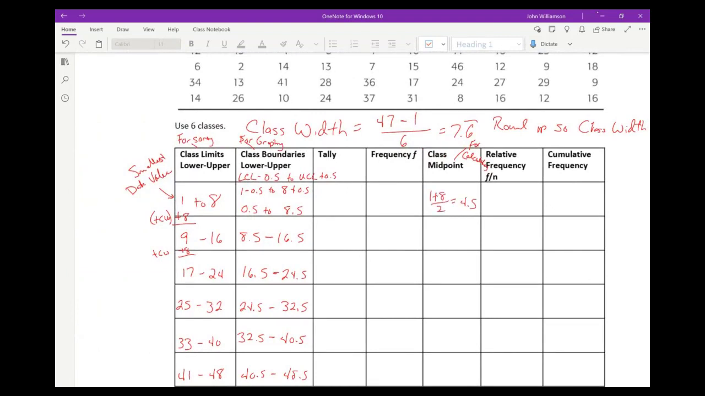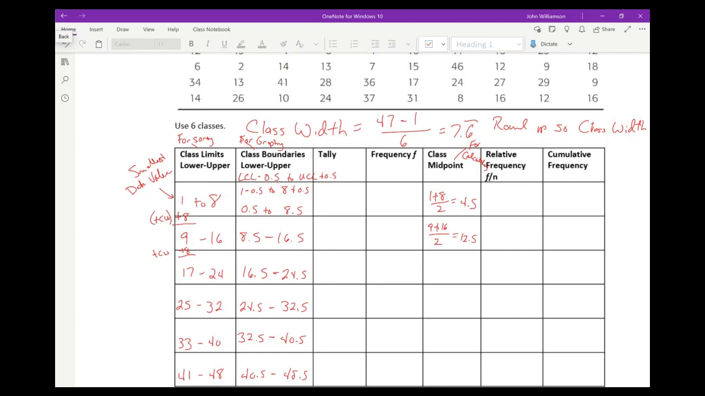Or for the next class, it would be 9 plus 16 divided by 2, which gives you 12.5. Now here's a little shortcut. Once you have one class midpoint, what do you notice about the distance between 4.5 and 12.5? How far apart are they? They're 8. They're your class width apart.